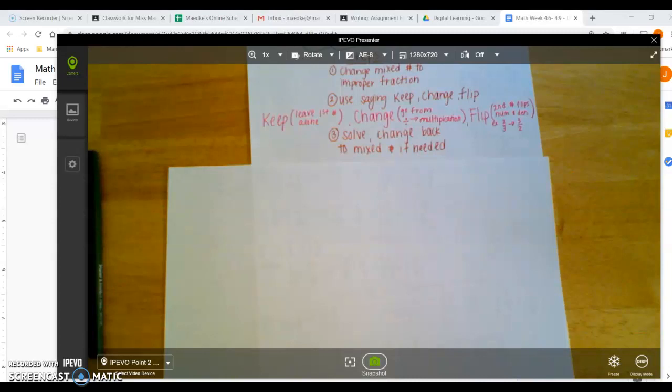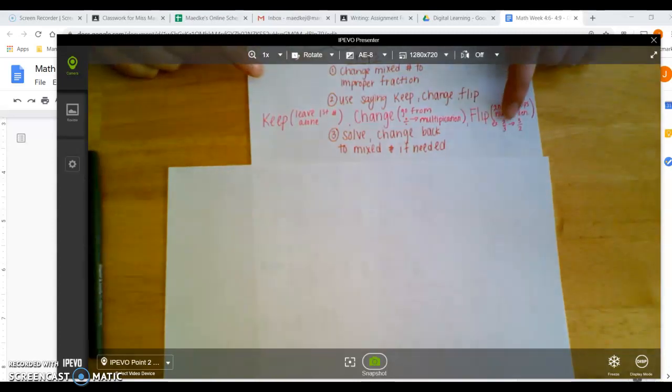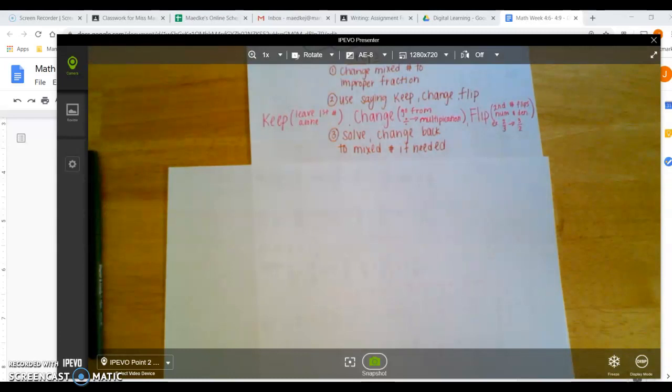I know we've talked about this a few times. Keep means you leave that first number in your equation. Leave it alone, don't touch it. Change means you're going to change division to multiplication. And flip means you're going to flip the numerator and denominator in your second number. So for example, here we have 2/3, and if we flip it, it changes into 3/2. And then you're going to solve by multiplying across and then change it back to a mixed number.